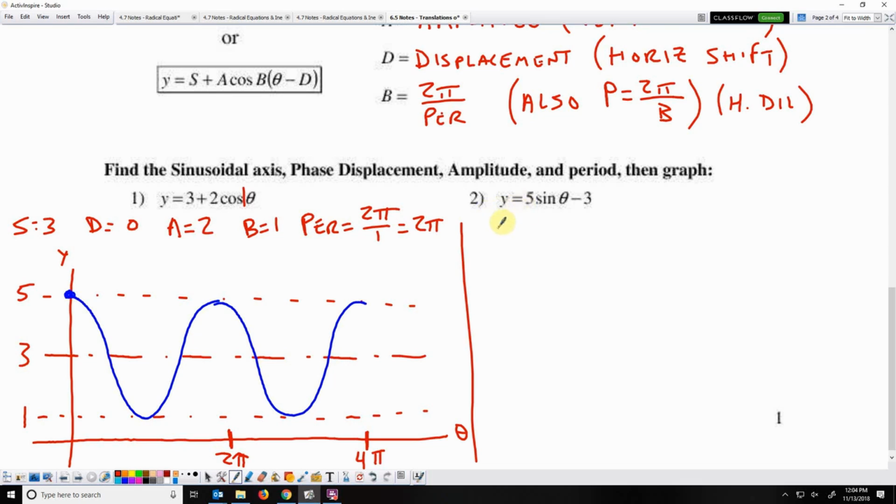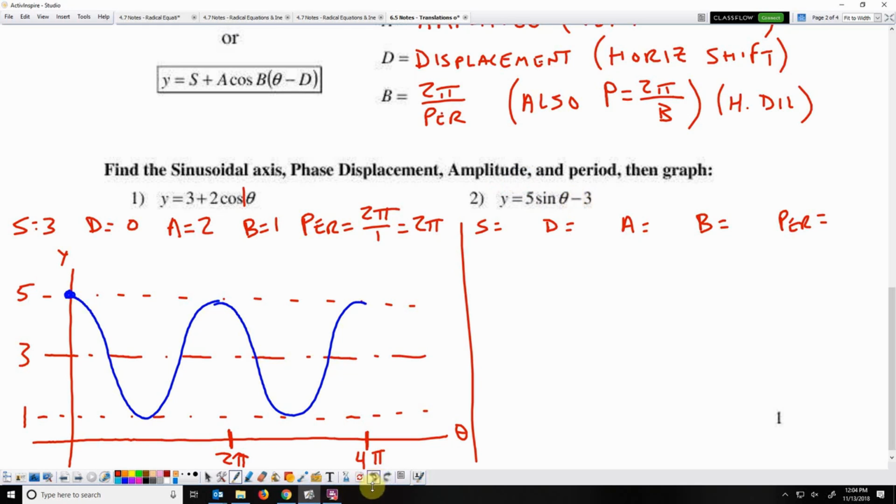Okay, so again, we need sinusoidal axis, displacement, amplitude. We're going to find B so that we can find the period. Okay, so the sinusoidal axis, there's a -3 here. And notice it's not in parentheses, so that's not a displacement. Since it's not in parentheses, it is outside of the function, so that is my sinusoidal axis. It could also be in the front. It would be -3 plus 5 sine theta.